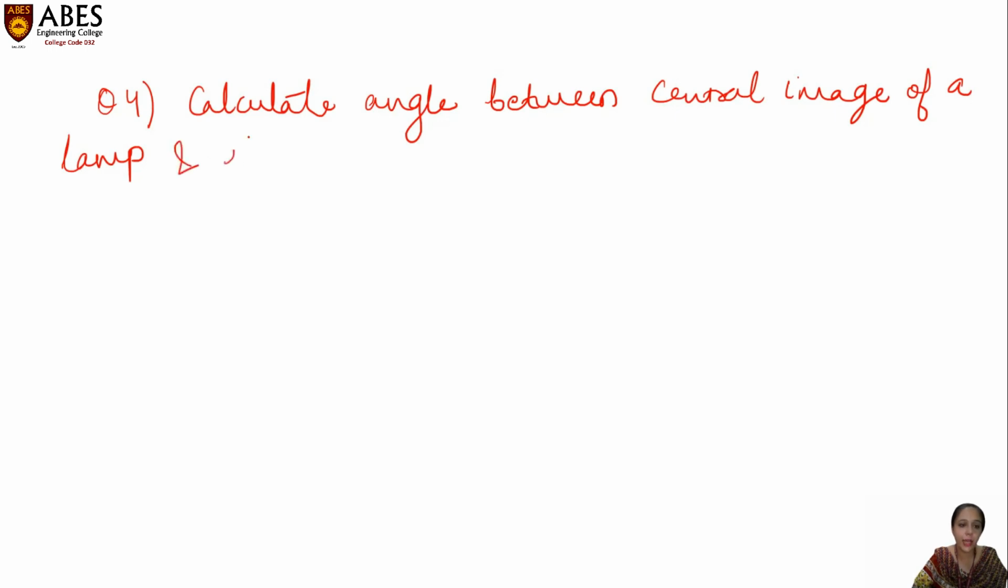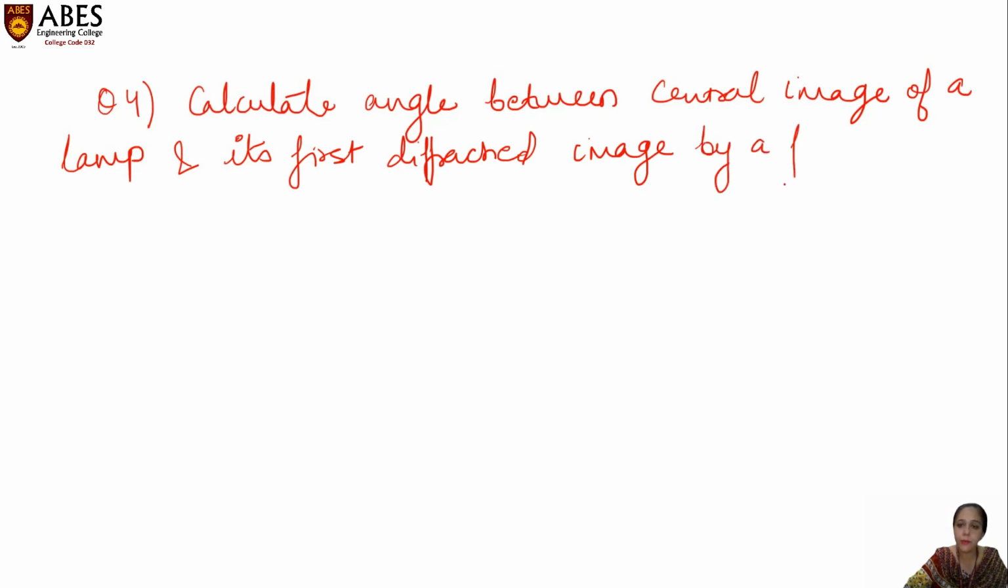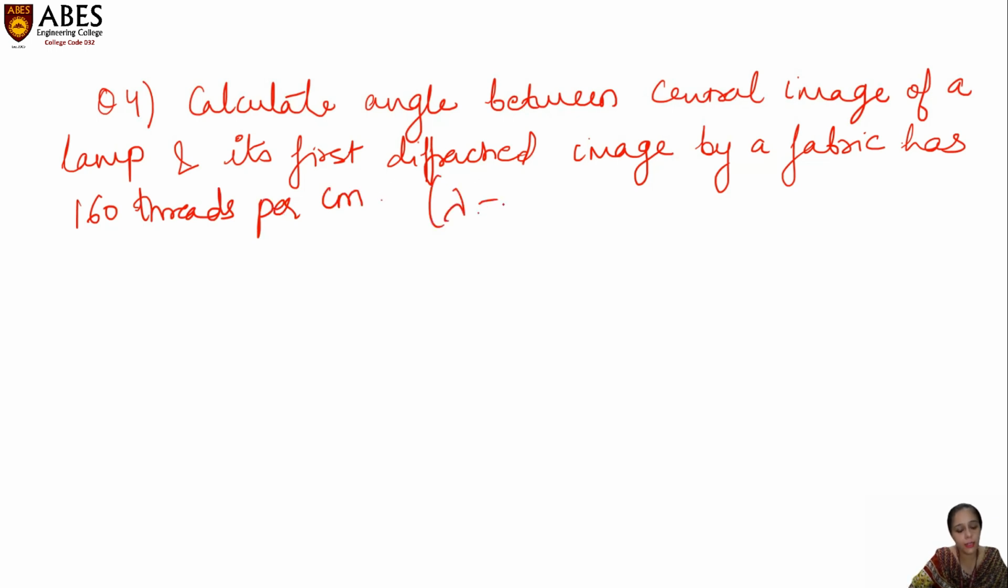and when it's diffracted, its first diffracted image by a fabric which has 160 threads per centimeter. The wavelength here is given as 6 × 10^-5 centimeter.